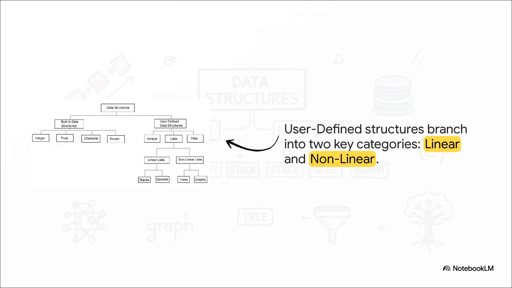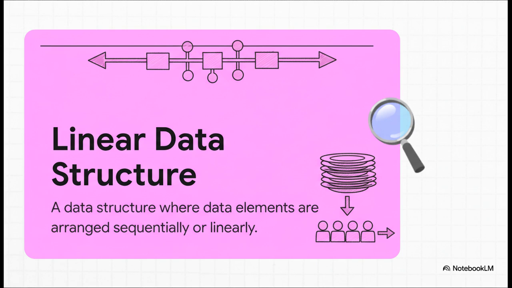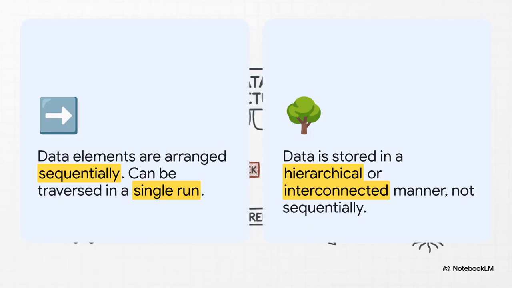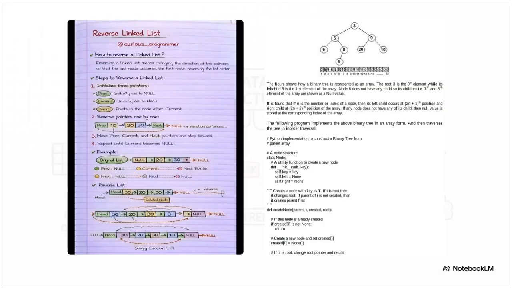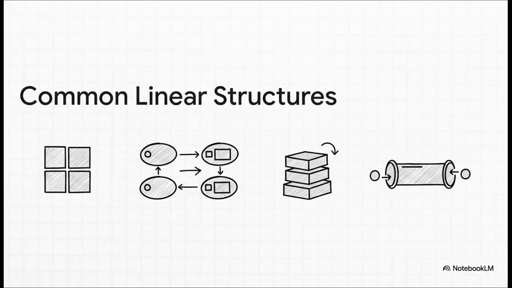Now, over to user-defined structures. In C, you build these with structs. And guess what? They split again. First up are linear structures. And yeah, they're exactly what they sound like, data all lined up in a row. So what's the big difference? Linear is all about sequence. Nonlinear, that's about how things are connected. And this visual just nails it, right? A straight line versus a complex branching tree. That's the whole idea. Some common linear types are arrays, linked lists, and then there's stacks and queues.